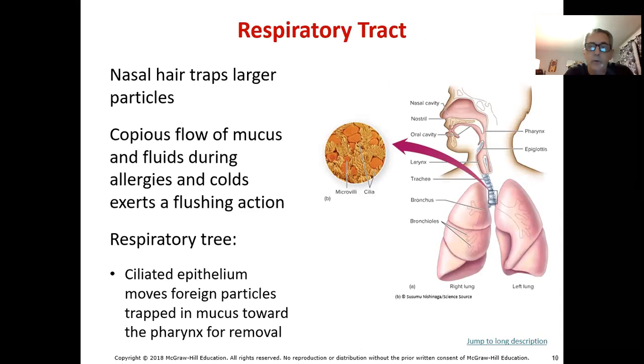Nasal hairs trap larger particles. This is talking about the respiratory tract. Copious flow of mucus and fluids during allergy and colds exerts a flushing action. The beating of the cilia helps to move it up and out. The ciliated epithelium moves the foreign particles trapped in mucus toward the pharynx, which is basically we're talking about coughing or sneezing.